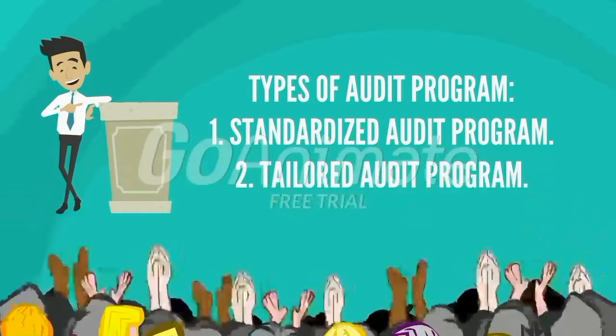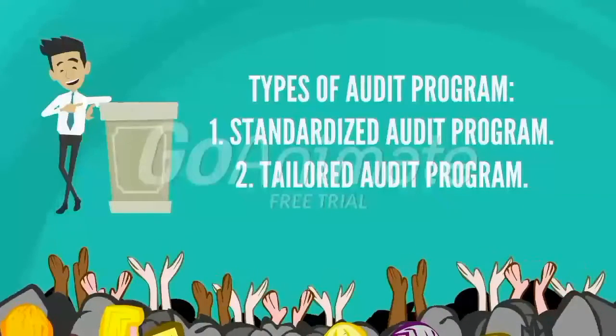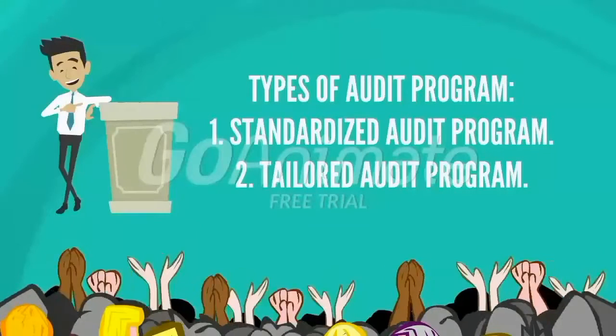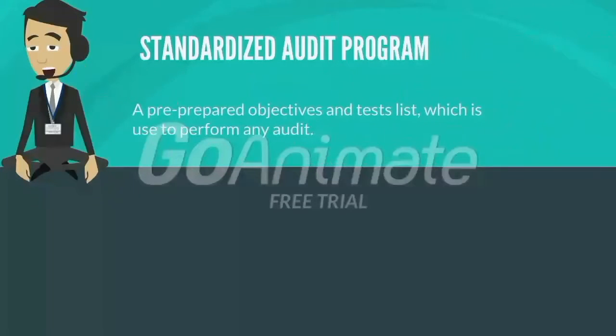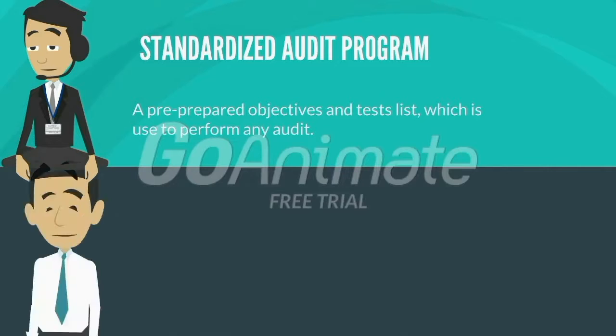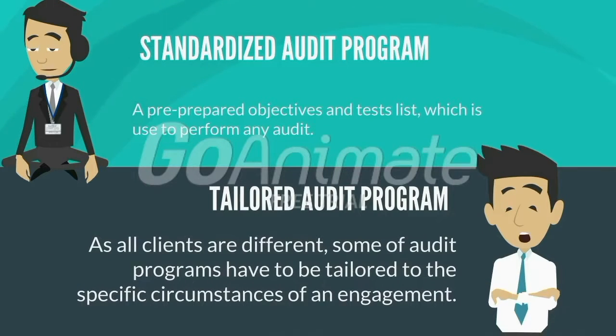1. Standardized audit program. 2. Tailored audit program. A. Standardized audit program: a pre-prepared objectives and test list, which is used to perform any audit. B. Tailored audit program: some audits have to be tailored to be specific.